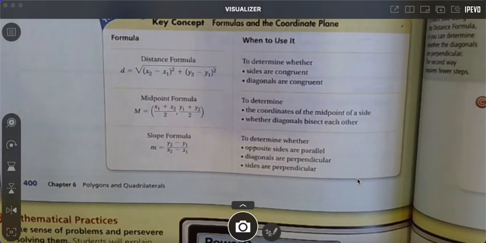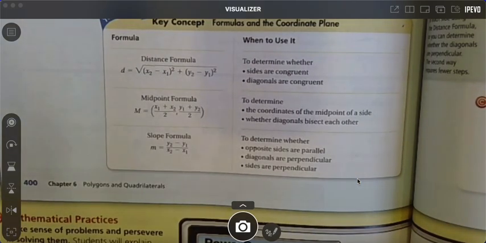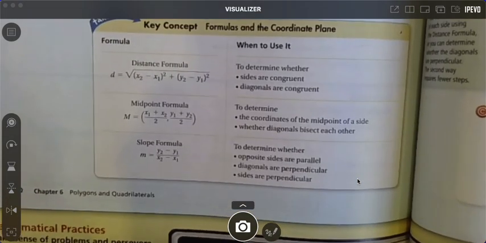Distance formula, midpoint formula, and slope formula. None of these are new. Like what we're doing today, none of it is new. It's just remembering all these. If you want to write this down, you can write these down. Okay? And then I'll explain how we'll use them in a second.